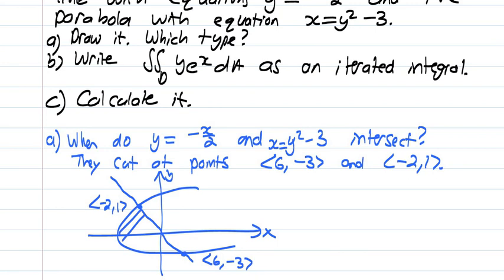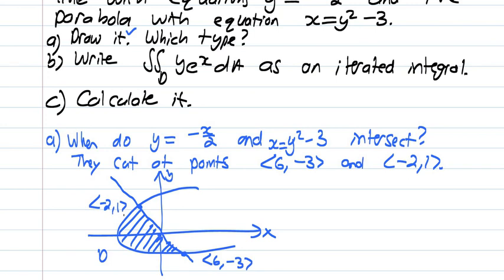And so this is the region D that we care about, because one boundary is the straight line and the other boundary is the parabola. Now we've drawn it, and now they're asking us what type is this? Is this type 1 or is this type 2?